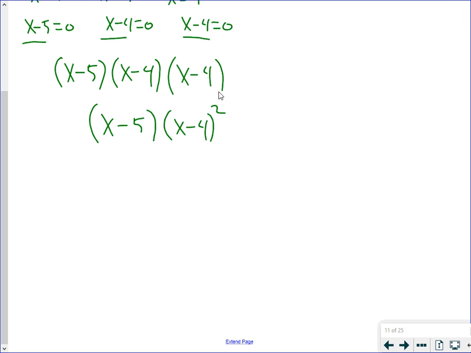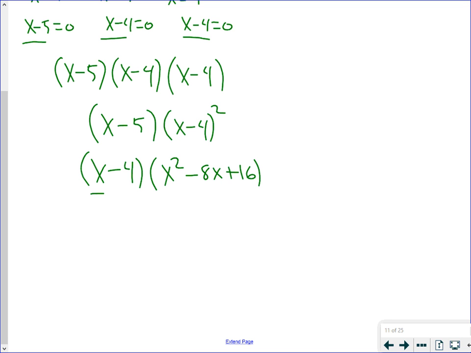X minus 4 squared is actually a perfect square trinomial, so we can FOIL that out really quickly. It should be x squared minus 8x plus 16. That's just from your factoring pattern. If you don't have that memorized, you could just FOIL it out normally. You get the same thing, but knowing your factoring pattern will make this much, much quicker.